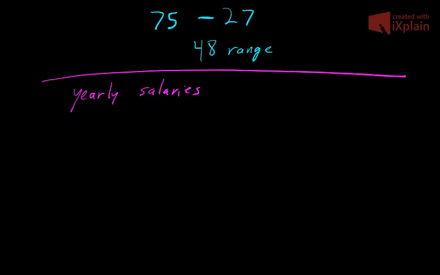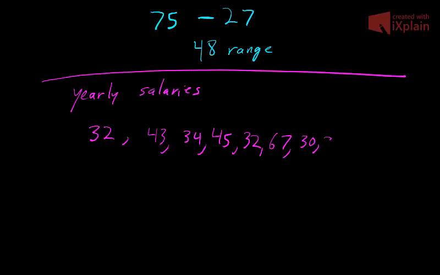and all these are in thousands of dollars, but the first salary is going to be $32,000. I'm just going to write 32. Then we have 43, 34, 45, 32, 57, 67, 32, 67, 30, 85, 37, and 95. All right.